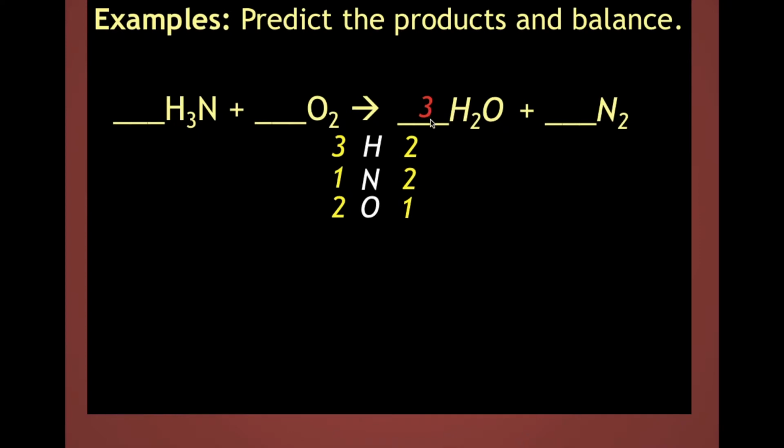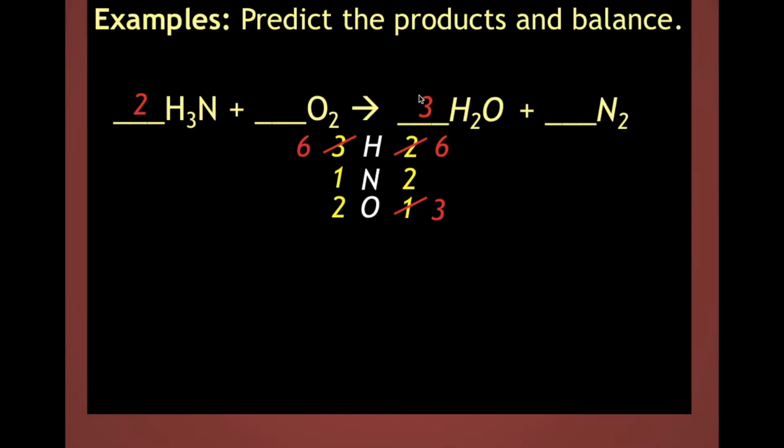So we need to put a 3 here and a 2 over here. A trick is if you have 3 and 2, they're not multiples of each other. Just put the 3 up here and the 2 over here, and they will be the lowest multiple you could have gotten. The 3 will make this also have 3, and then 2 will be here, so that means we have 6. So our hydrogens are balanced.